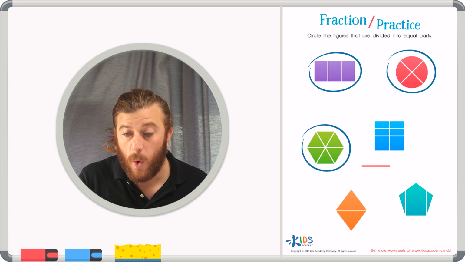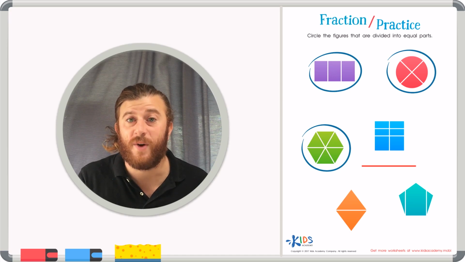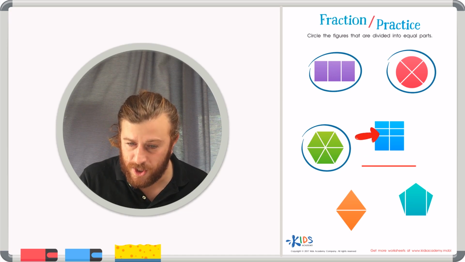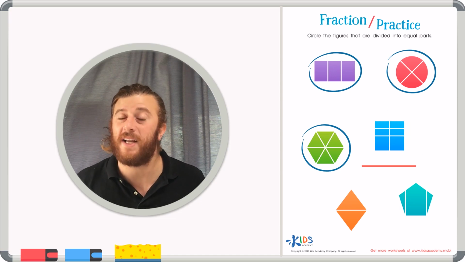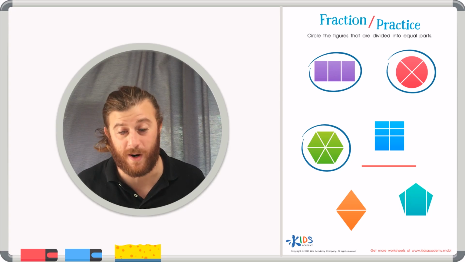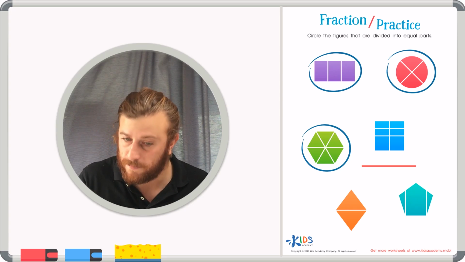Our next shape, we have another rectangle. In this rectangle, I see 1, 2, 3, 4, 5, 6 parts. That's okay, a rectangle can be broken up into many different parts. But are all these parts equal to one another?